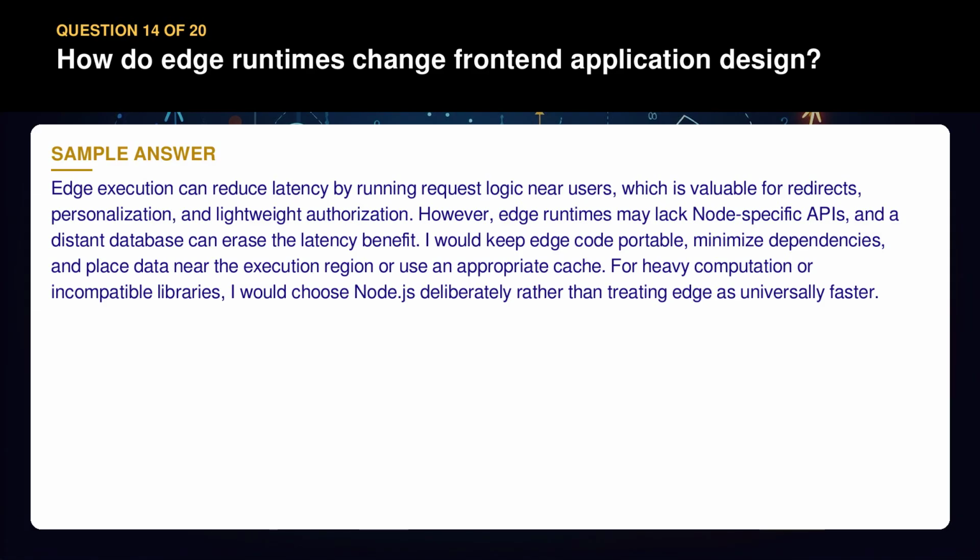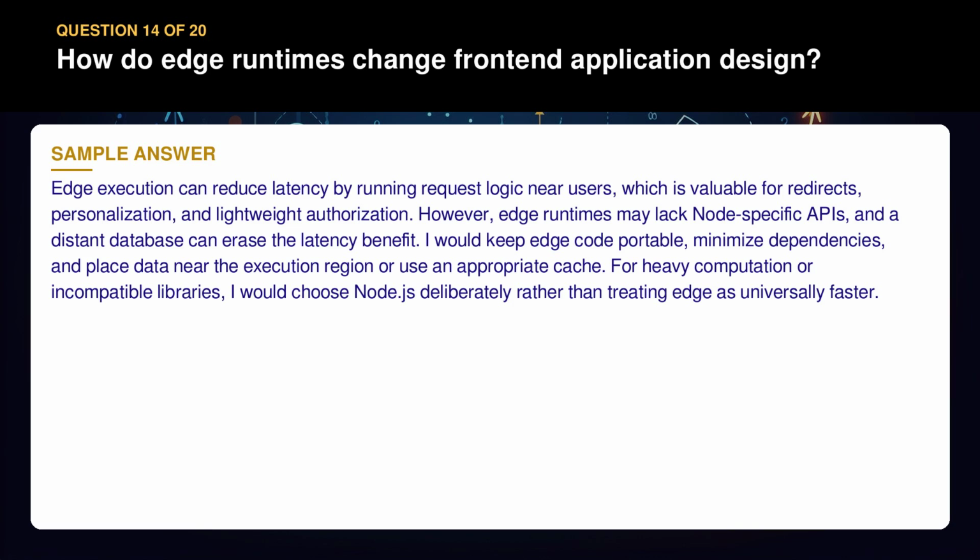Edge execution can reduce latency by running request logic near users, which is valuable for redirects, personalization, and lightweight authorization. However, edge runtimes may lack node-specific APIs, and a distant database can erase the latency benefit.